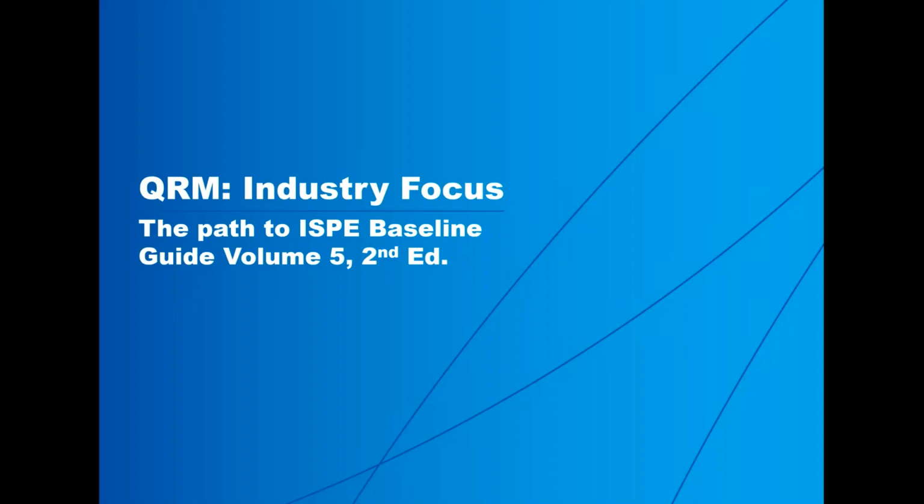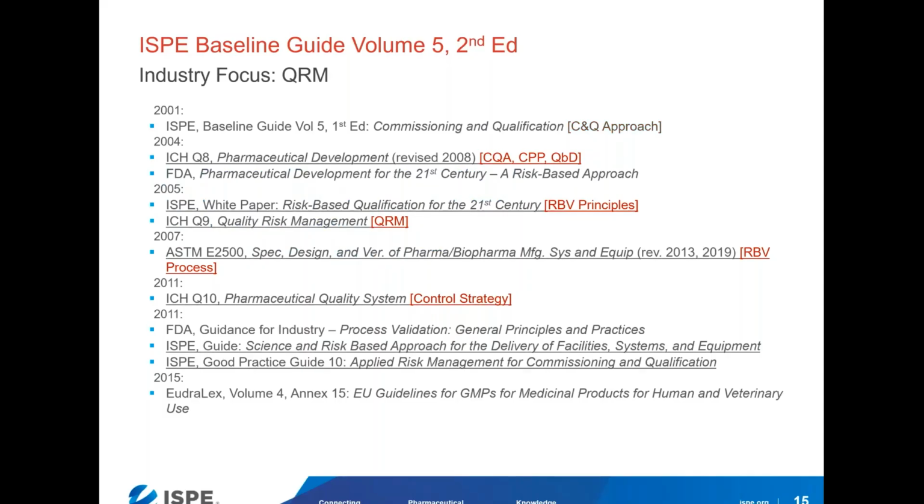So the industry responded. Several documents were developed during this period. ICH Q8, pharmaceutical development, introduced and defined the concepts of critical quality attributes, critical process parameters, and quality by design principles. ISPE published a white paper that really was the precursor to the later ASTM E2500 document that introduced principles of risk-based verification.